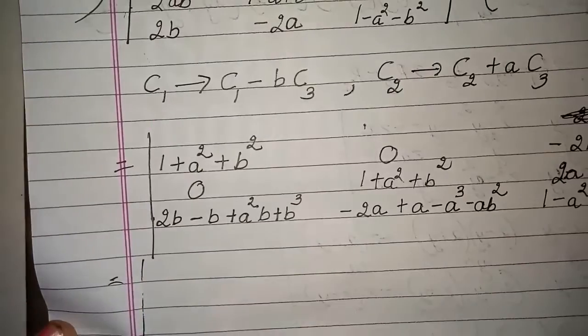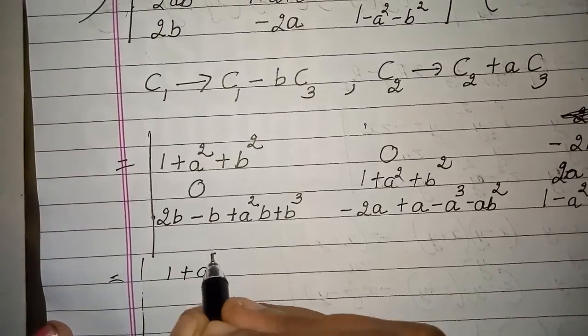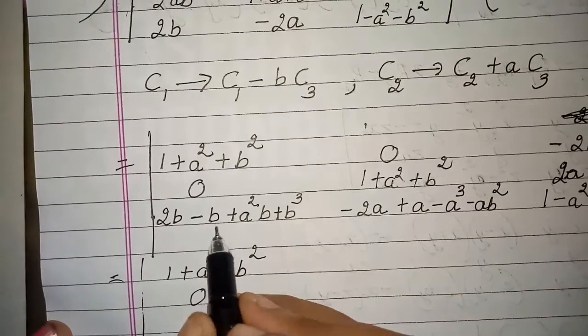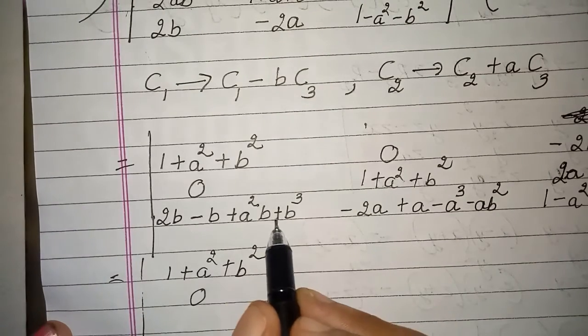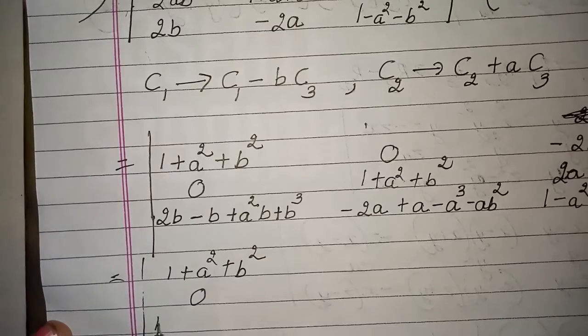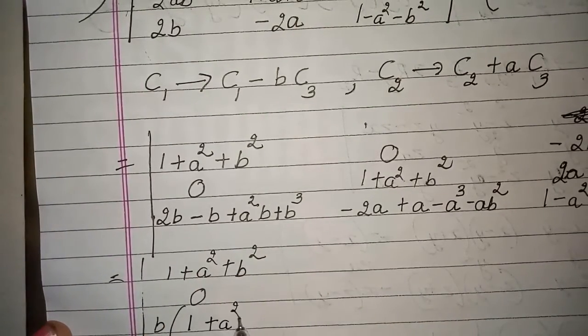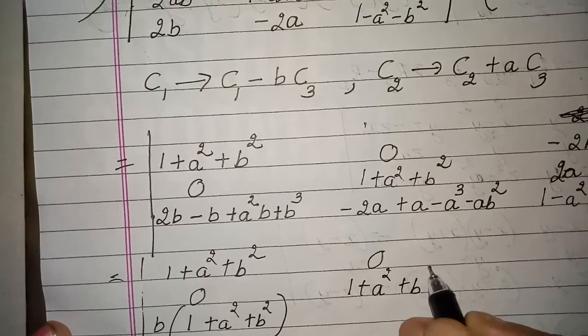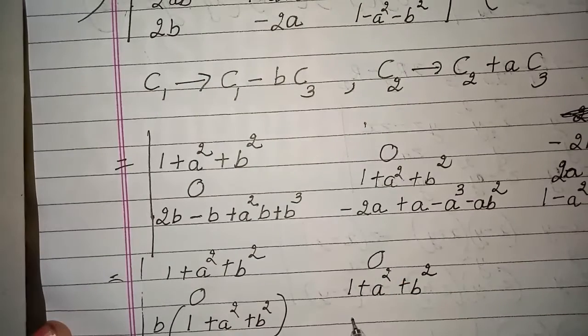Now let us simplify this. So this will be 1 plus a square plus b square and this will be 0. Now this 2b minus b is b, no? And b is also there. So you can take b common. So it will be 2b minus b is b. So 1 plus a square plus b square. 0. 1 plus a square plus b square. Minus 2a plus a is a, no? A can be taken common.